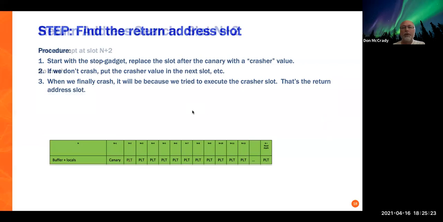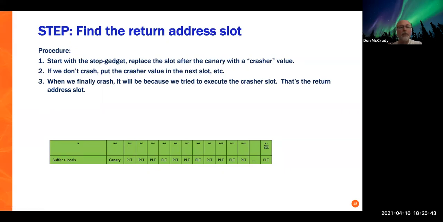So here's where we are. We are flooding our PLT guesses immediately after the canary, but as I said, we don't know which one of these is exactly where the return address is. So how do we find that?